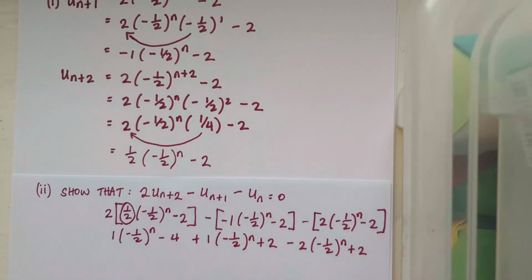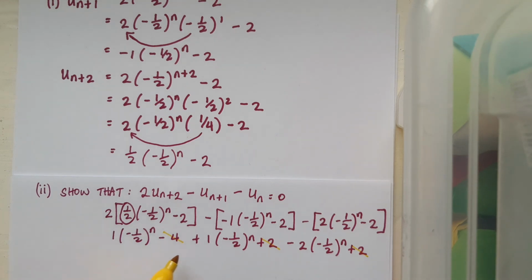And then finally, I have minus 2 times minus a half to the n. And then I'm going to have a look at tidying it up. So having a look first of all at my constants, I can see that minus 4 plus 2, they're all going to cancel themselves out.